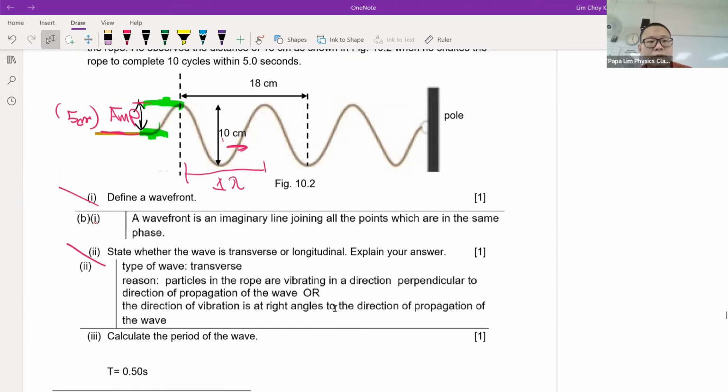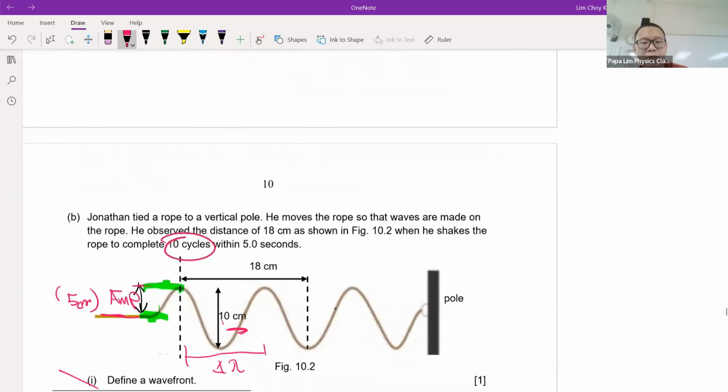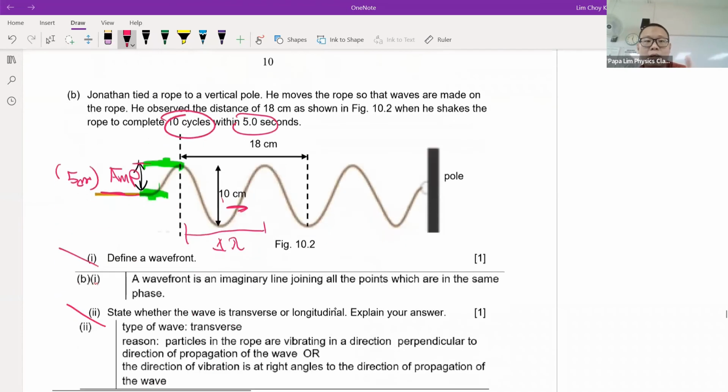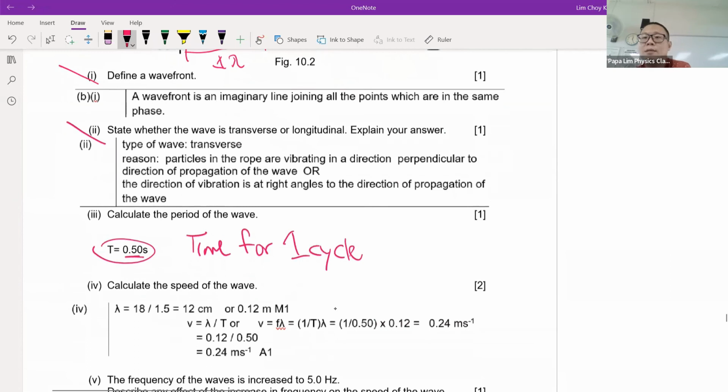The period of the wave. Given that the period of a wave is the time for one cycle, time for one cycle or one wave. Given the question, there are 10 cycles within 5 seconds. So I want one cycle, so one cycle automatically will be 0.5 seconds. Remember, the definition of period is the time for one cycle. And with the period of the wave, I also know that the frequency will be 1 over T, which is 1 over 0.5, which happens to be 2 Hertz.